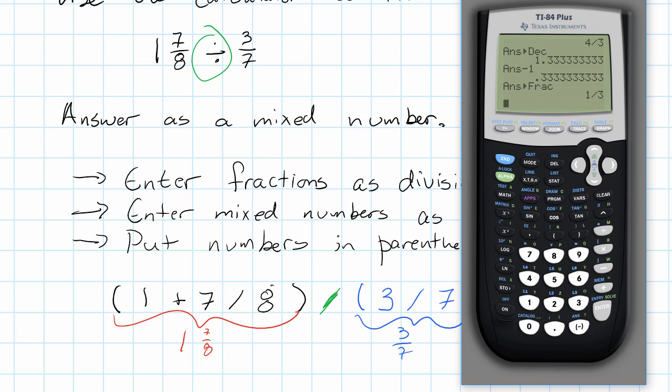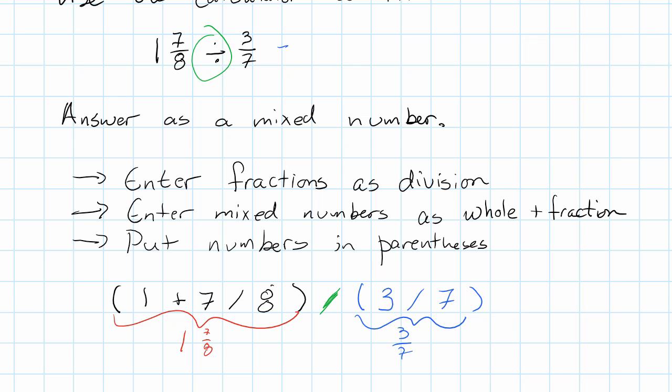Alright, let's see what happens. 1 7/8 divided by 3/7. Enter. Okay. So I got 4.375. I'm going to make a quick note of that.